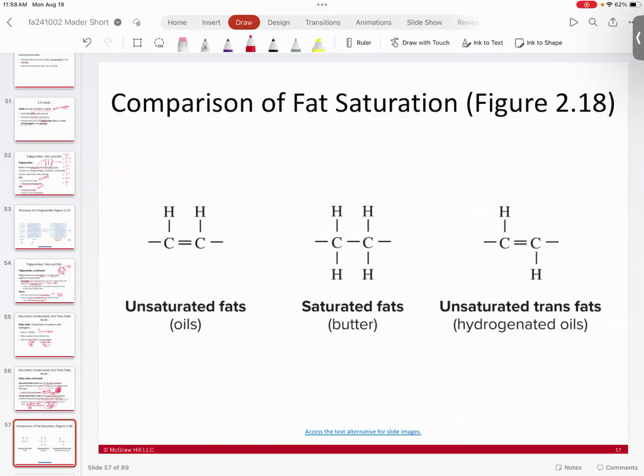Unsaturated fats will have a carbon double bond in them. Butter, a saturated fat of animal origin, real butter, would have all single bonds. And the unsaturated trans fats would have a double bond, but with a chain coming on one side and on the other. So these are really bad. These are not natural.